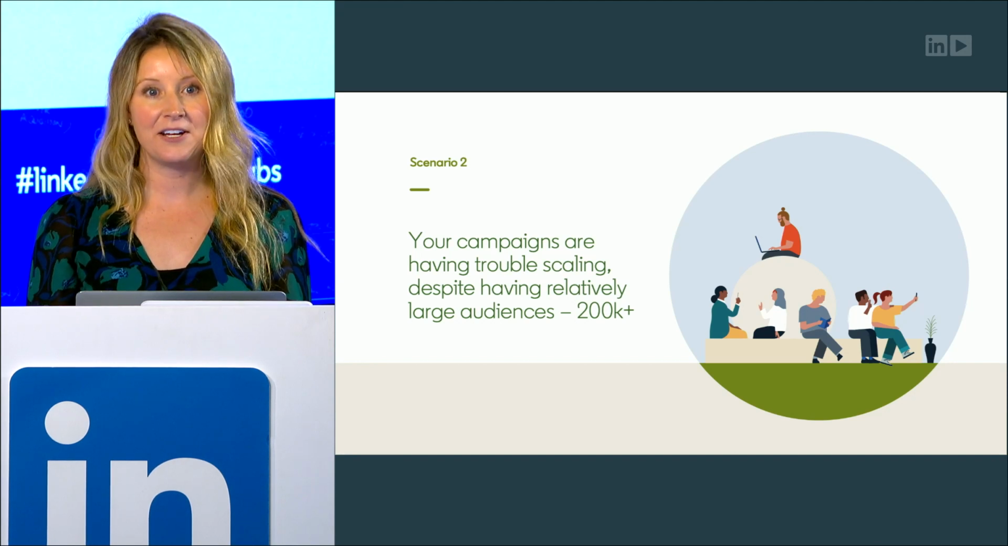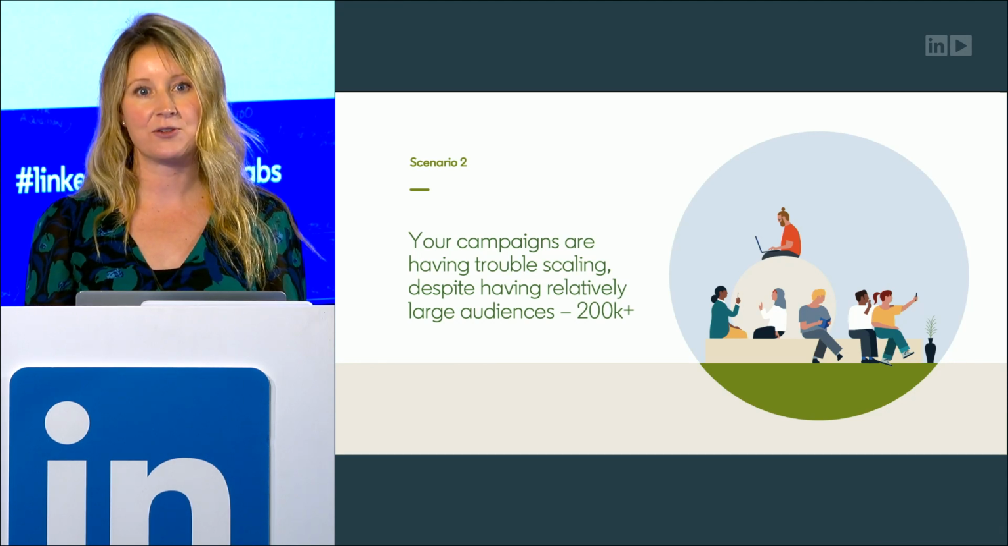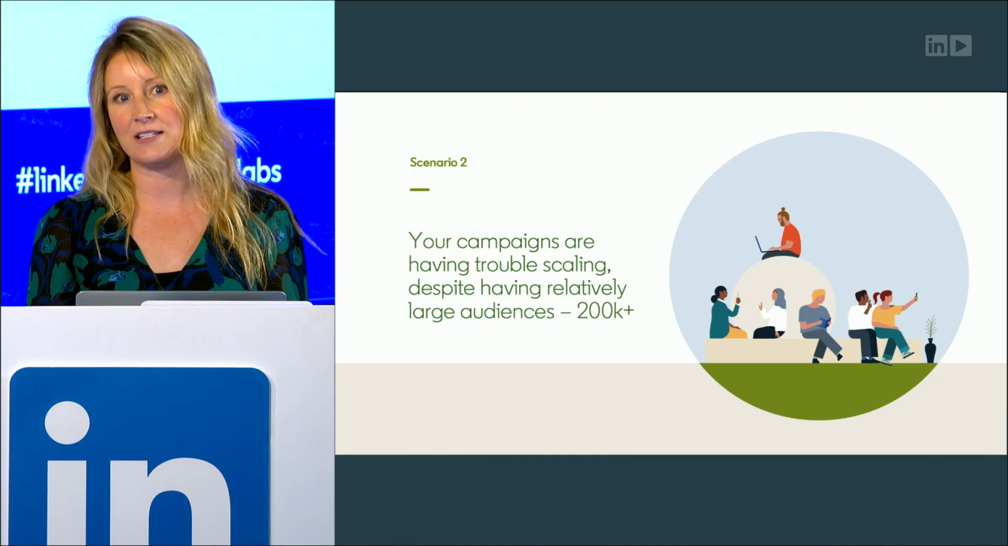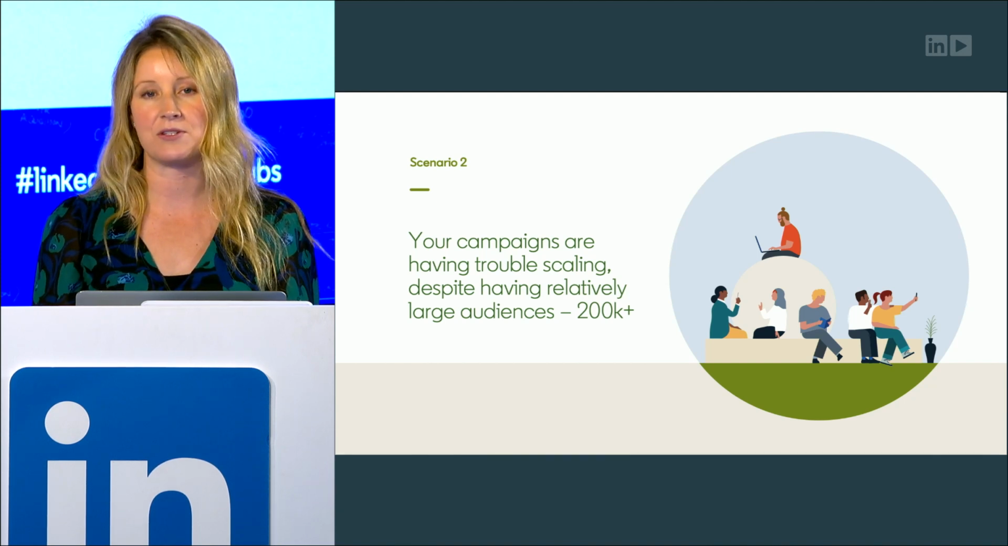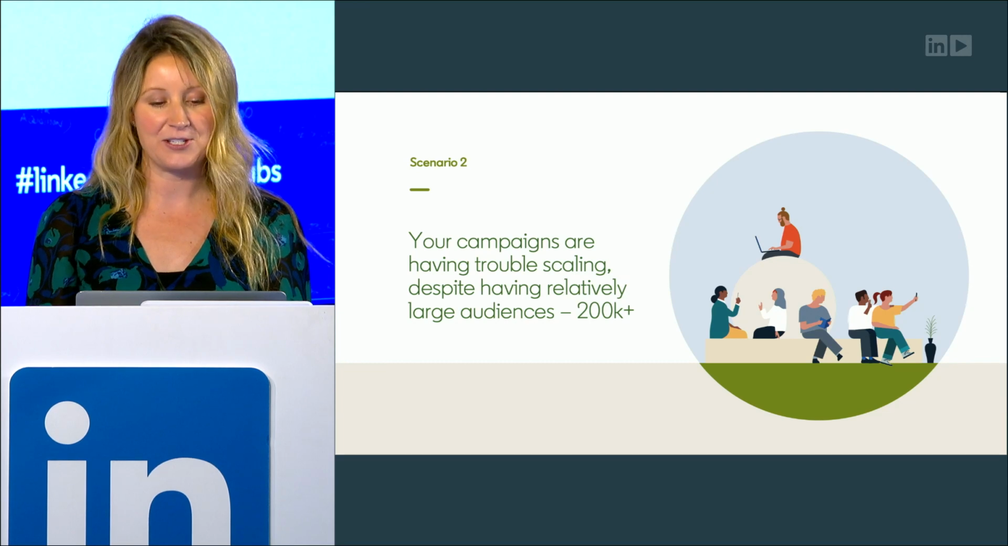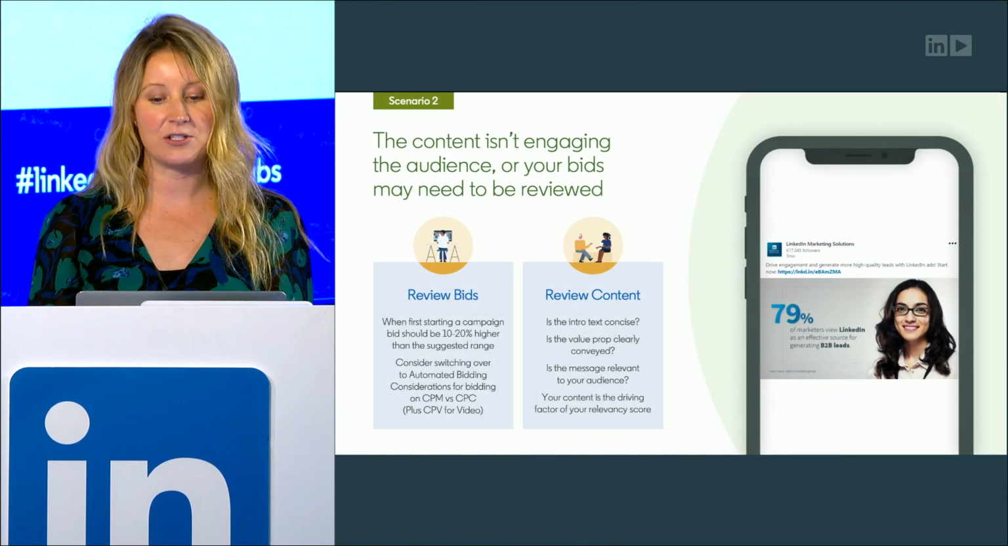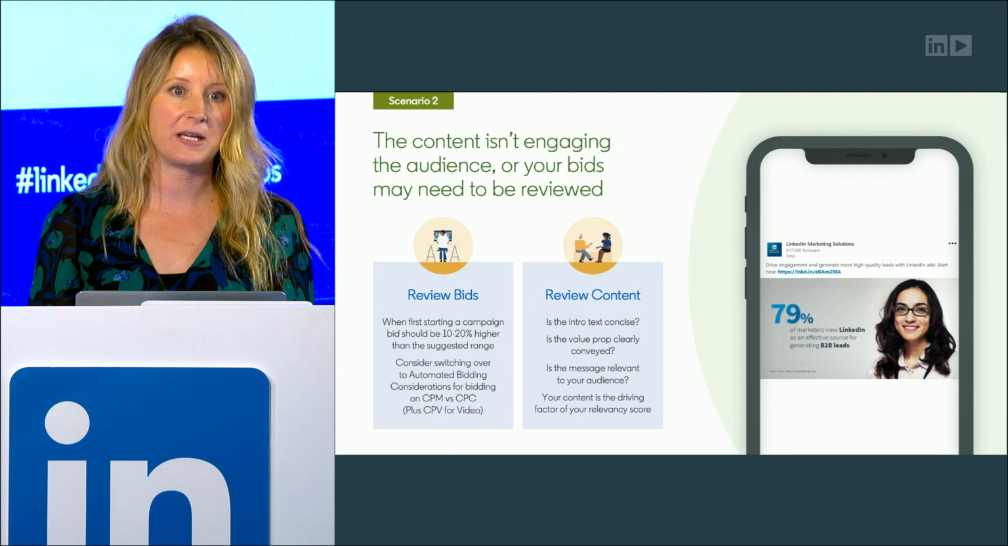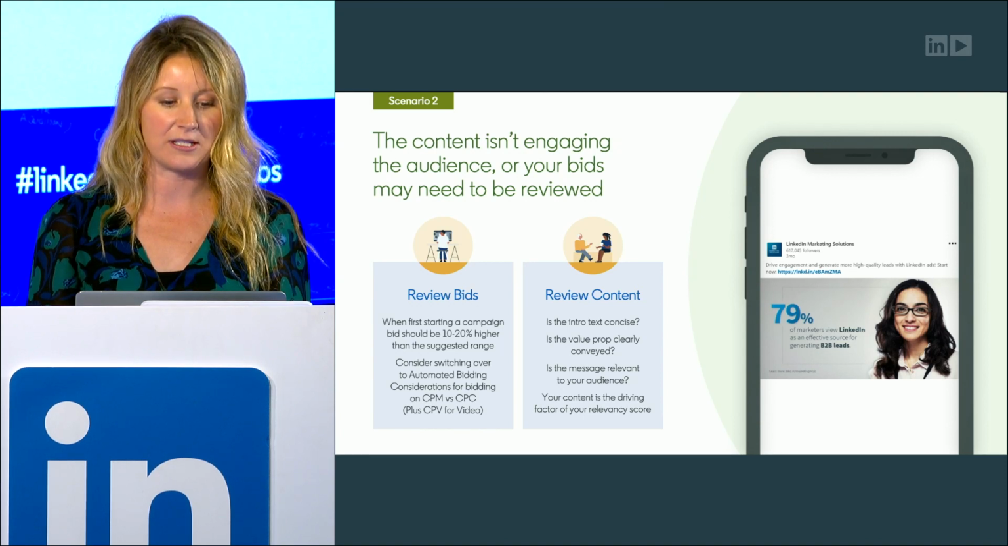Okay, so scenario number 2: your campaigns are having trouble scaling despite having a relatively large audience of 200,000 or more members. So what could you do? There are two different things that you can be looking at. One is the bids and one is reviewing the content.